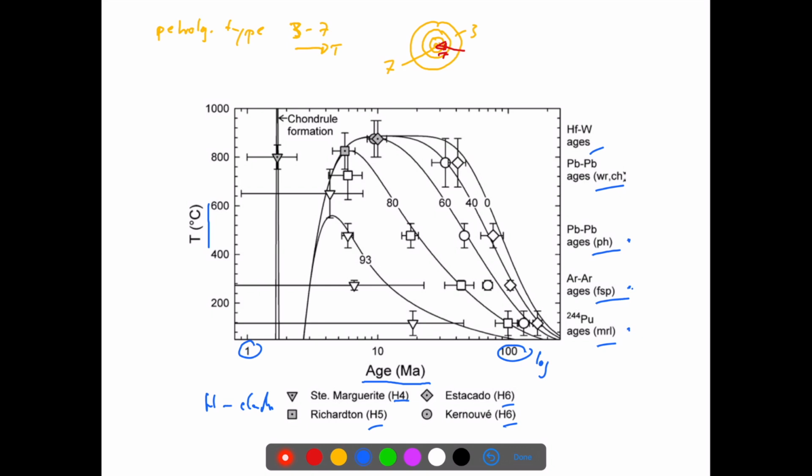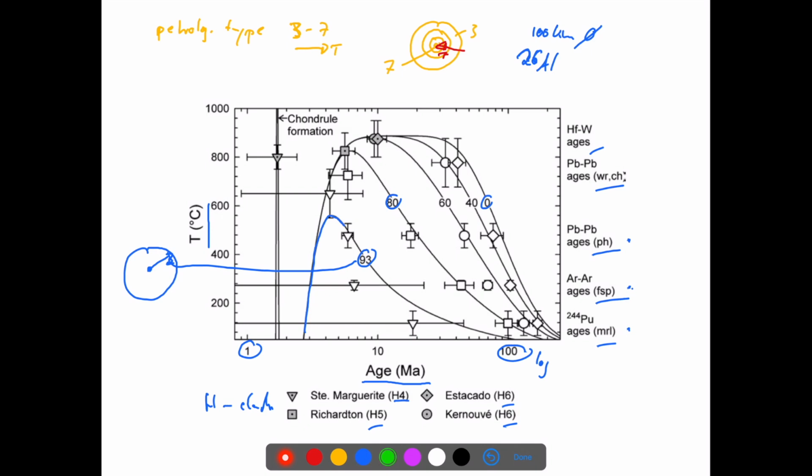And then there are a couple of solid black lines, so these lines here. These lines were calculated assuming an asteroid parent body with a diameter of 100 kilometers that was heated by the decay of 26 aluminum. And the numbers here, like 93, 80, and so on, and 0, is the distance in this asteroid from the center. So 93 is quite outside here, where 0 would be here at the center.